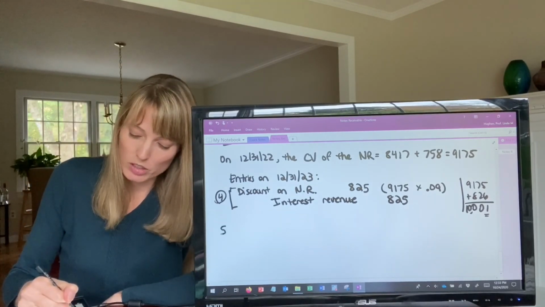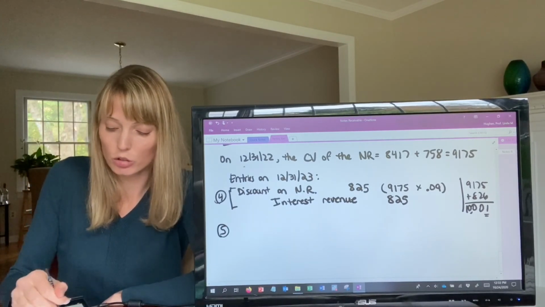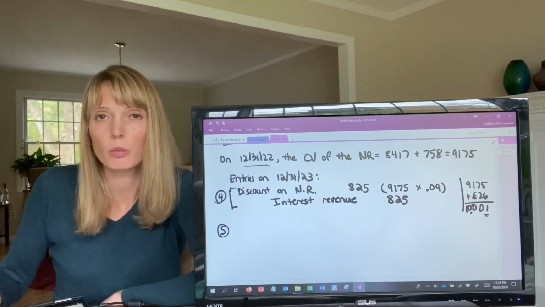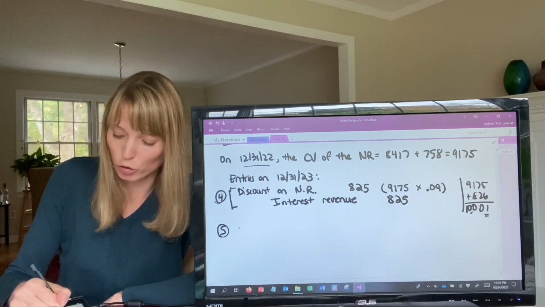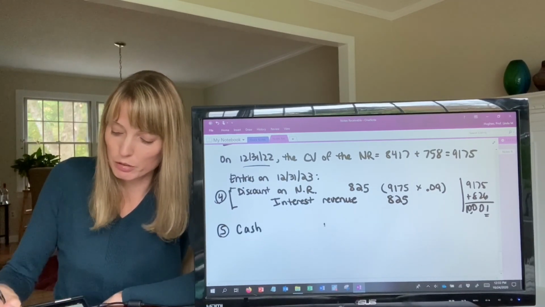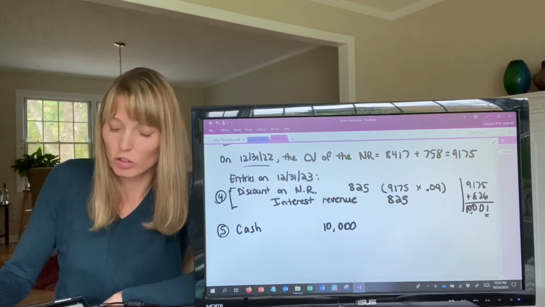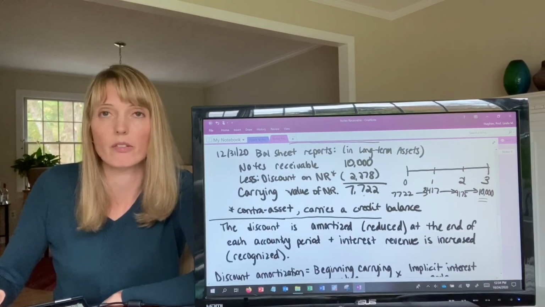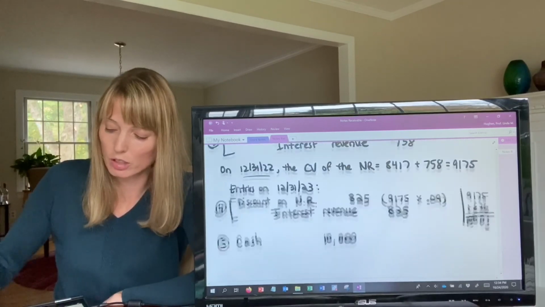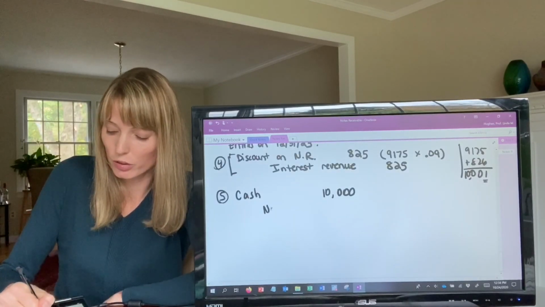And then, because this is the maturity date of the note, 12/31/2023, we need to take off the note, right? This is the one time the customer pays, at maturity. The company receives the $10,000 cash in exchange for selling something that was worth $7,722 3 years ago, and we remove that notes receivable.